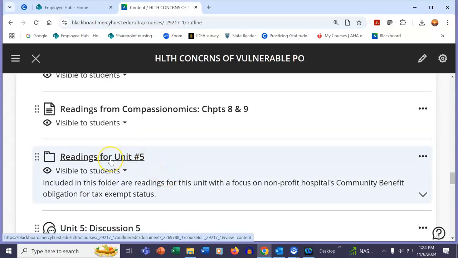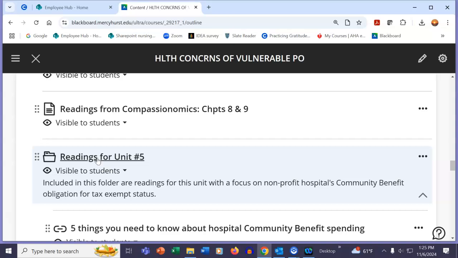And then there's going to be readings for this learning unit. And seeing that we do have Compassionomics going on simultaneously, I needed to really condense what our goals and our learning outcomes are. So I'm focusing on, again, the tax-exempt nonprofit hospitals' community benefit obligation in order for them to receive tax-exempt status. So we're going to look at a couple of different things.